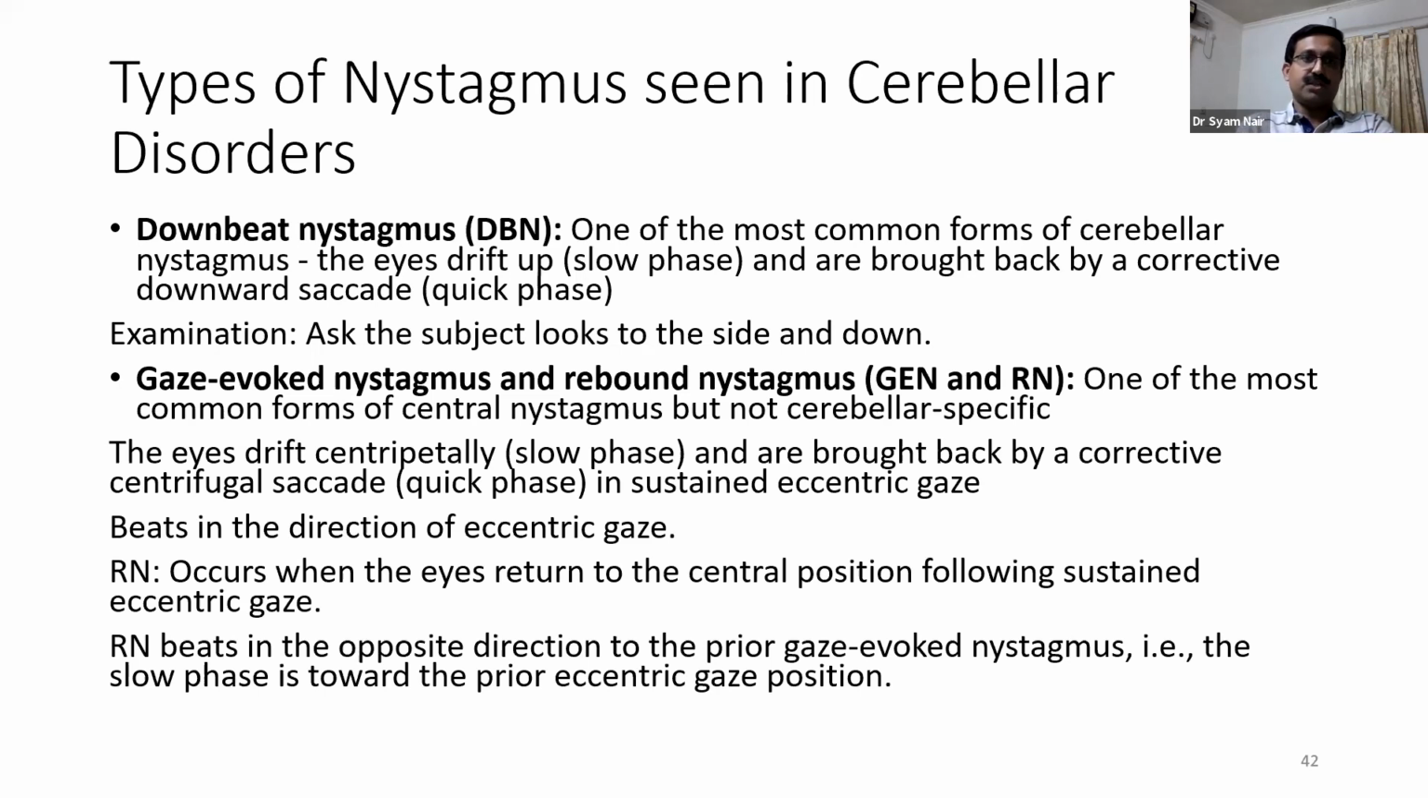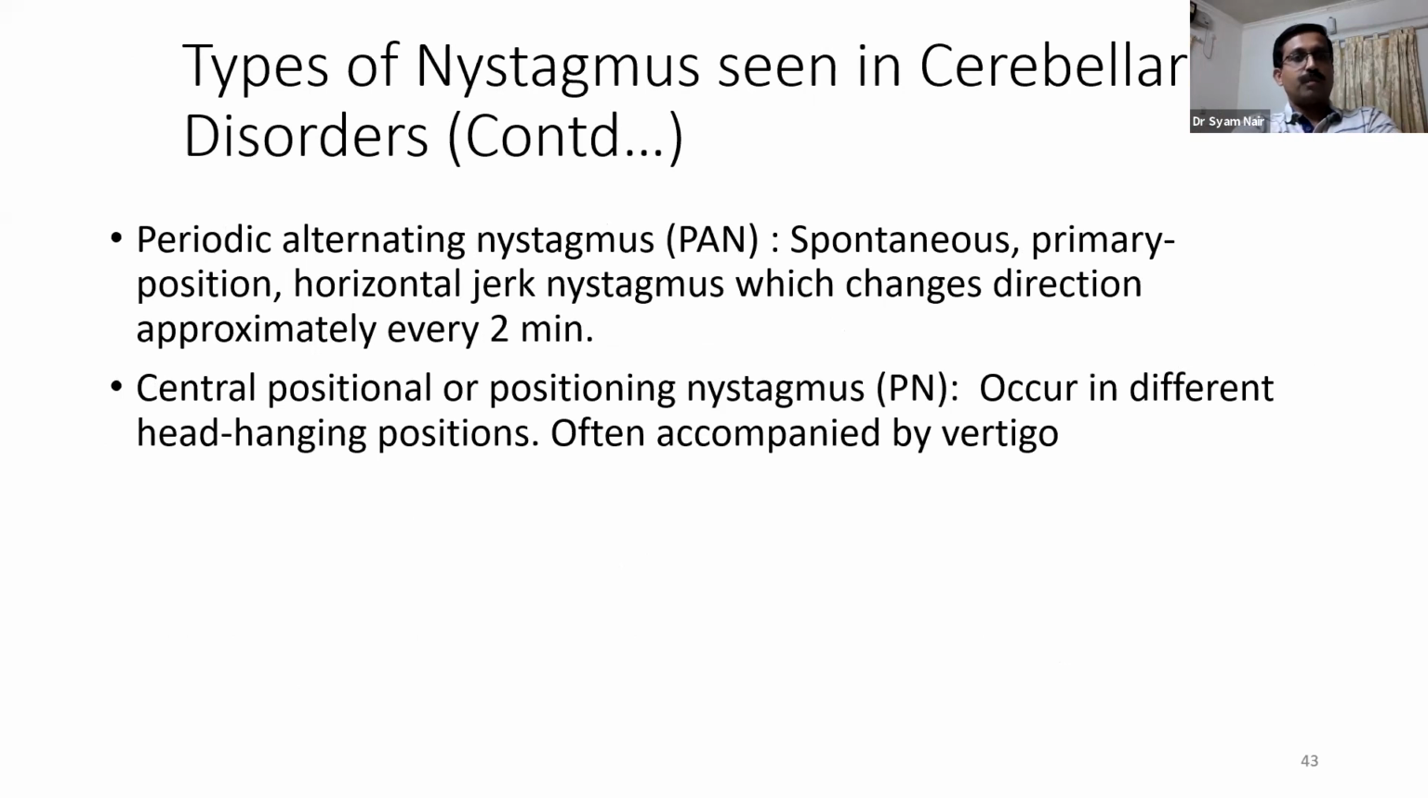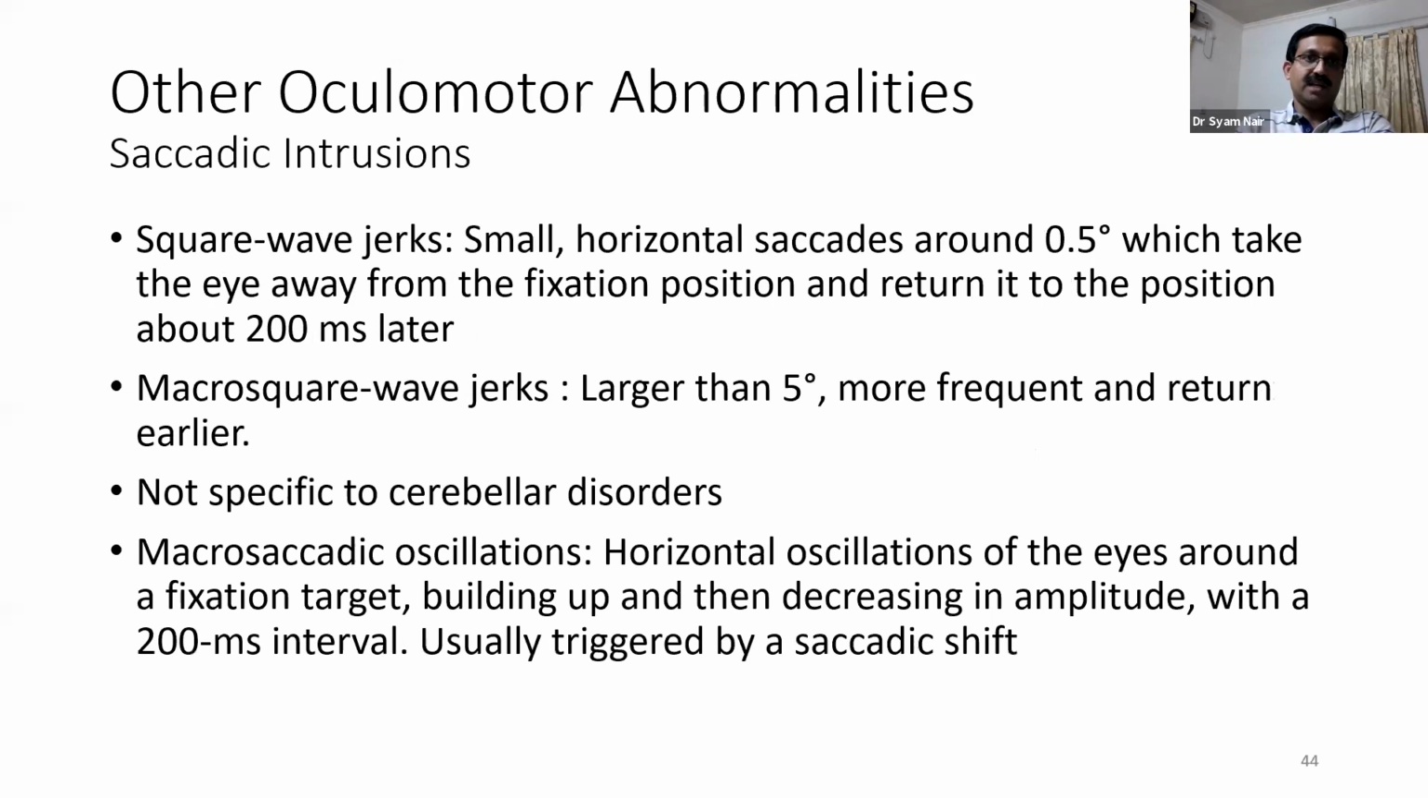Even in brainstem lesions, you can get gaze-evoked nystagmus. In gaze-evoked nystagmus, the direction of the nystagmus is towards the gaze. If you look to the left side, the fast component will be towards the left side. If you look to the right side, the fast component will be towards the right side. Others include periodic alternating nystagmus and central positional nystagmus. I'm not going into the details for shortage of time.